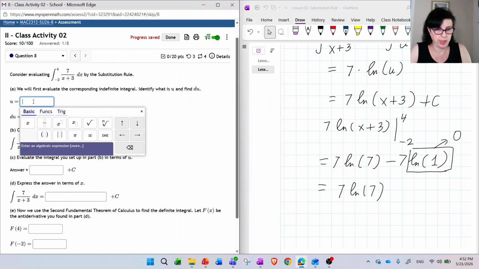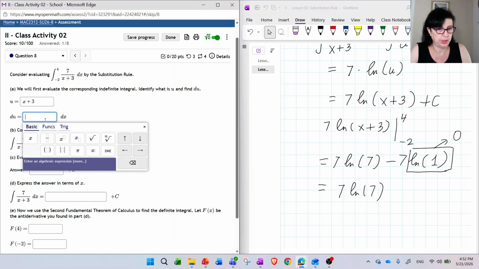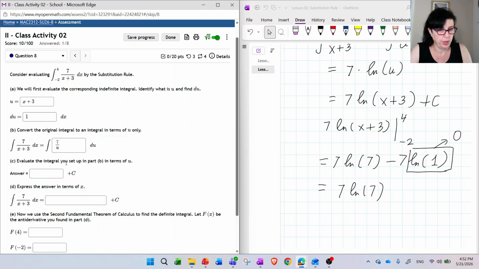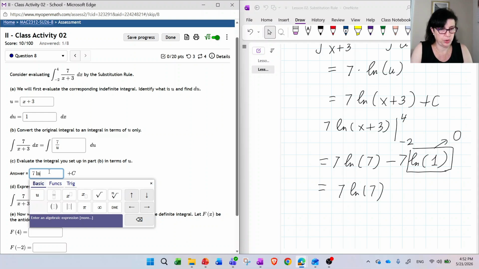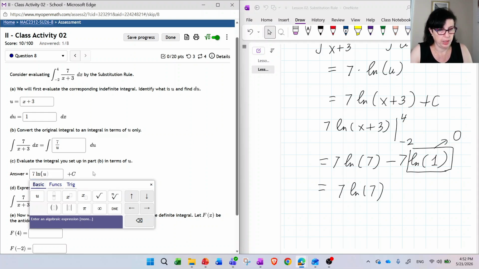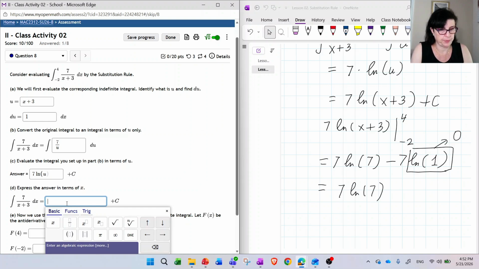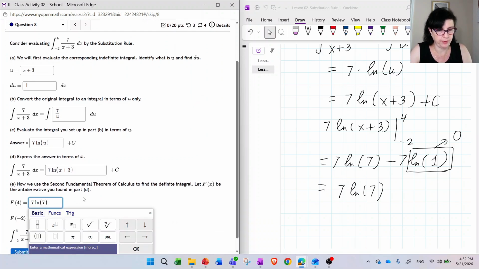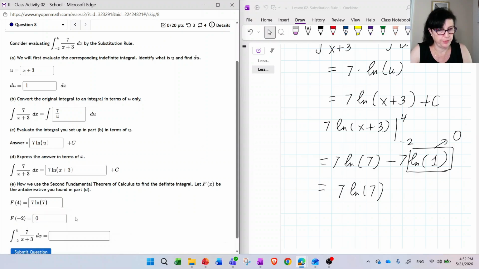All right, let's go ahead and see if we can fill all of this out. This is going to be 1. This is just going to be 7 over u. And then this is 7 natural log of u. And then here we've got 7 natural log of x plus 3. Finally, when we substitute, we got 7 natural log of 7. We got 0. The final answer is 7 natural log of 7.